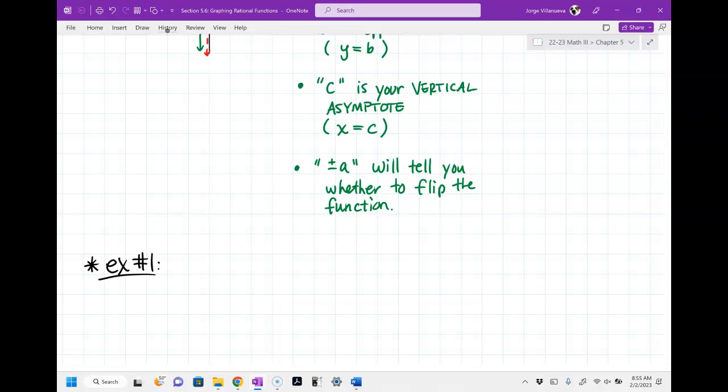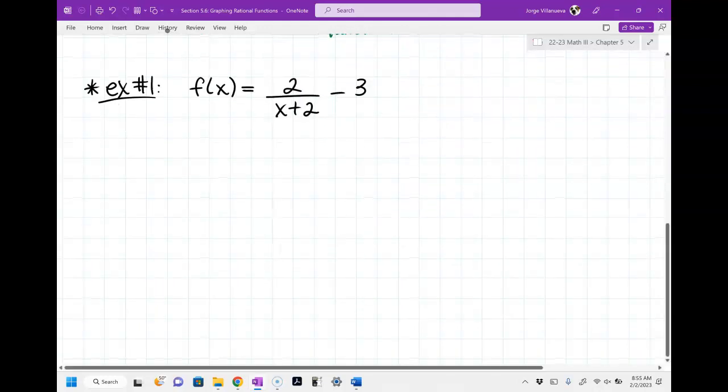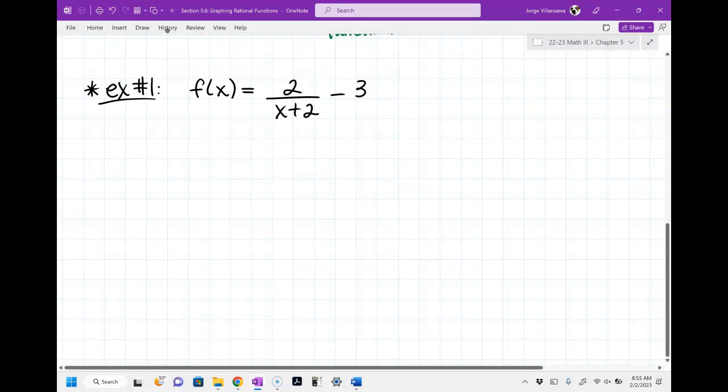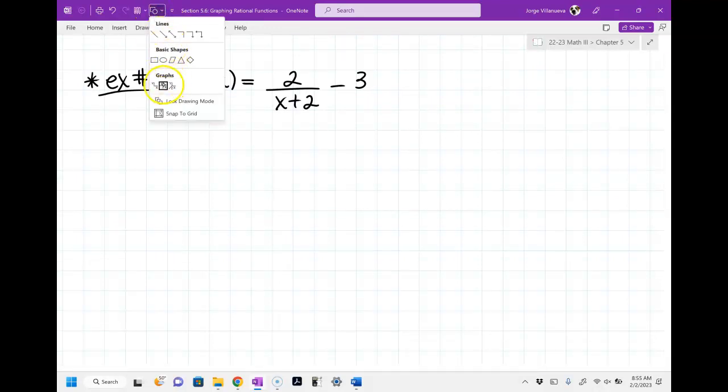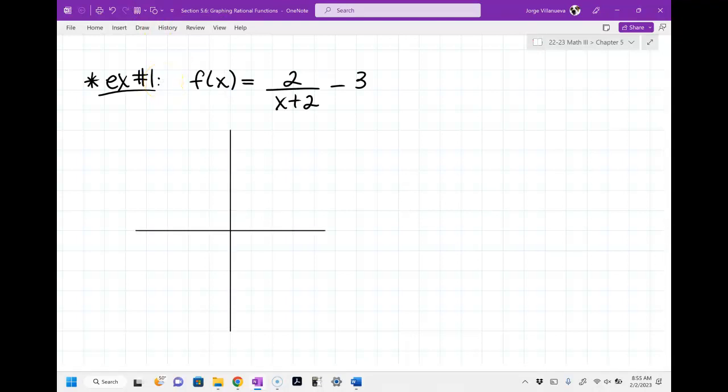I want to graph f of x equal to 2 over x plus 2, minus 3. That's what I want to graph: 2 over x plus 2, minus 3. First thing I'm going to do is create a graph for myself.